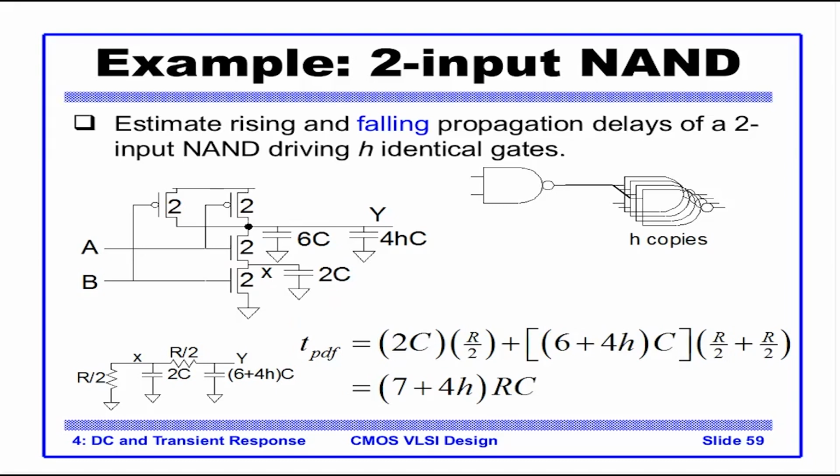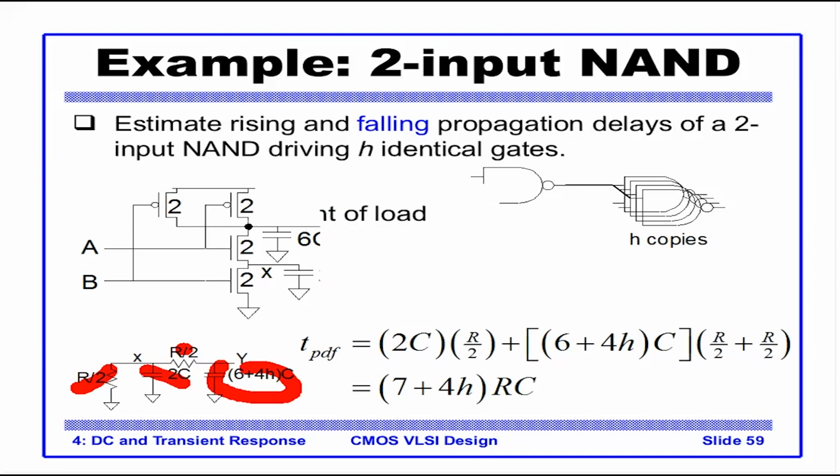This might seem complex at first, but if you go back to the Elmore delay formula and apply it here, it's a very simple network. So this R by 2 into 2C, then this R by 2 plus this R by 2 into this part. So tPDF is (7 plus 4H) RC. This is how we estimate. First we do the sizing. Second, we annotate the capacitance onto each of the gate inputs, sources, and drains. Then to calculate the propagation delay on either the rising or falling side, we first analyze which part is active, either pull-up or pull-down, take only the relevant part, and apply the Elmore formula to estimate the delay.